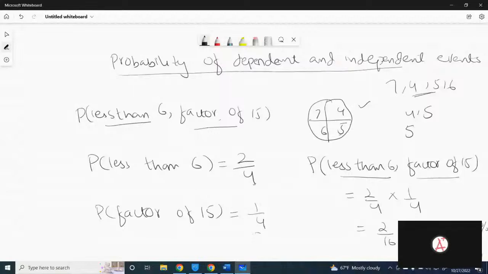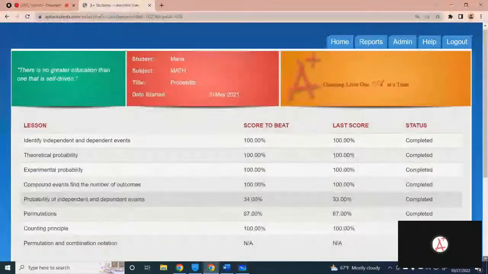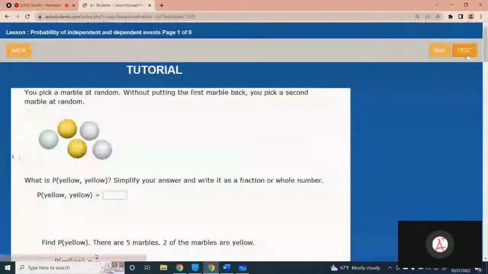Hopefully you'll get it now. Let's start with the test questions so that we can do the practice questions on probability of independent and dependent events.